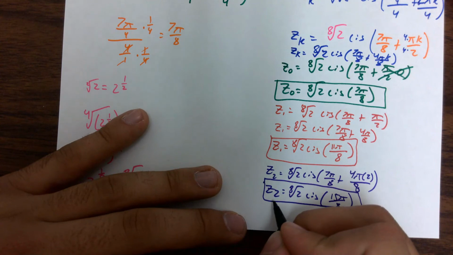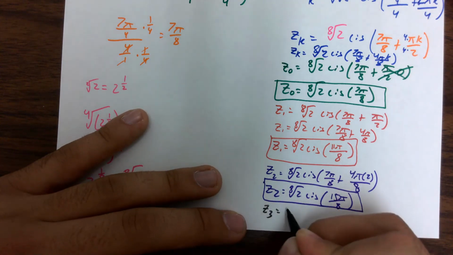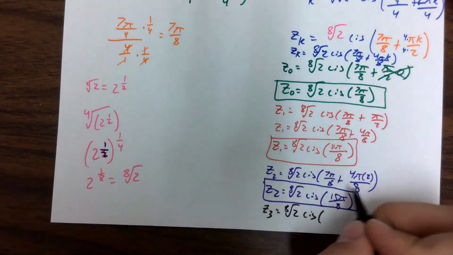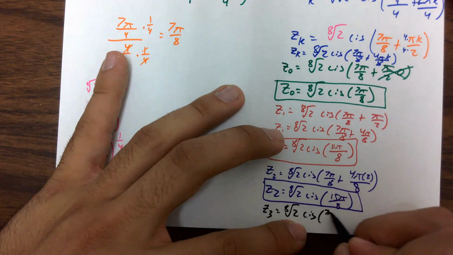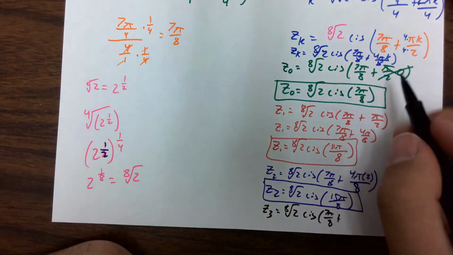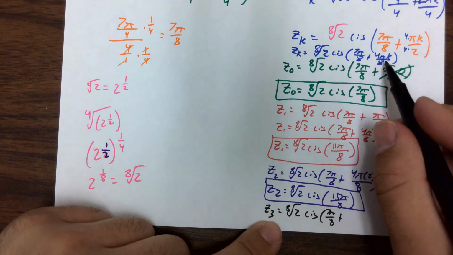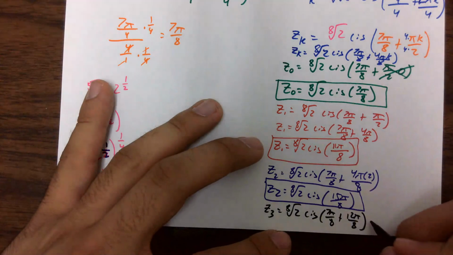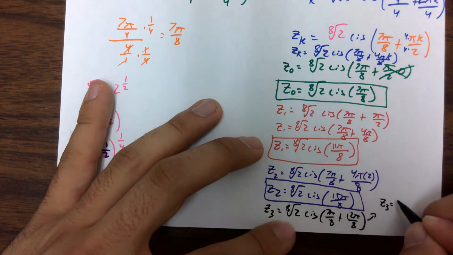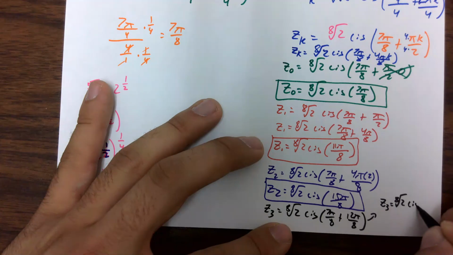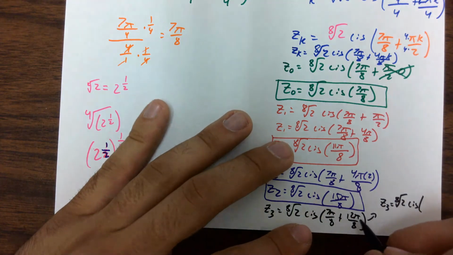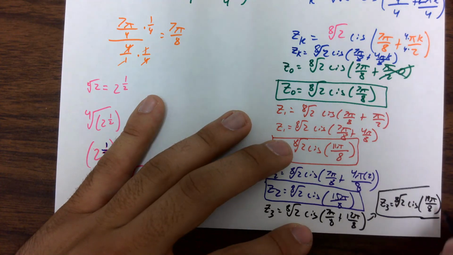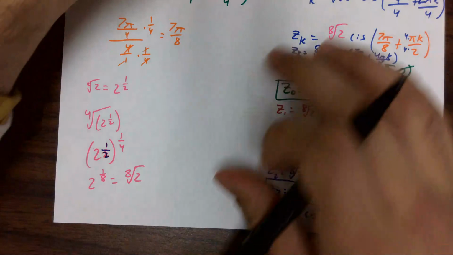So I need z3. That'd be the 8th root of 2 cis 7 pi over 8 plus, k is 3 now, so 3 times 4, that's going to be 12 pi over 8. To simplify that, 8th root of 2 cis 7 plus 12, that is 19 pi over 8. And those would be my 4 answers.